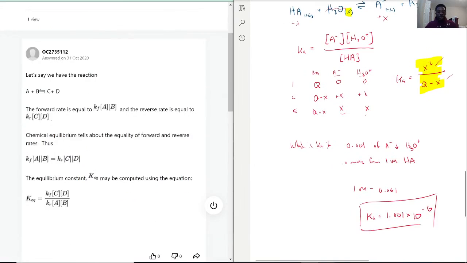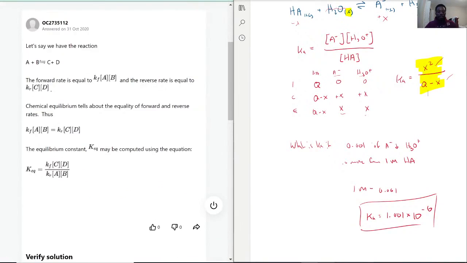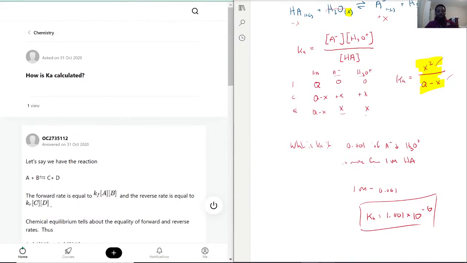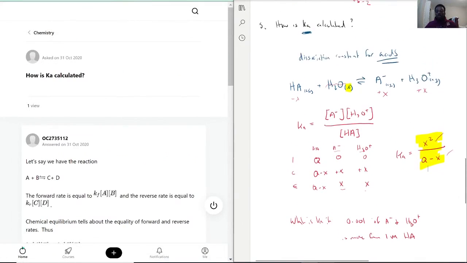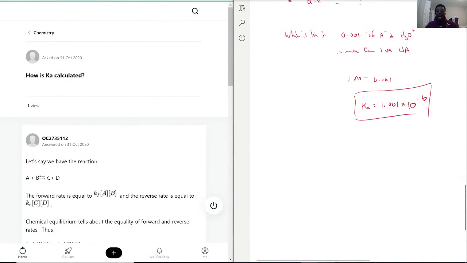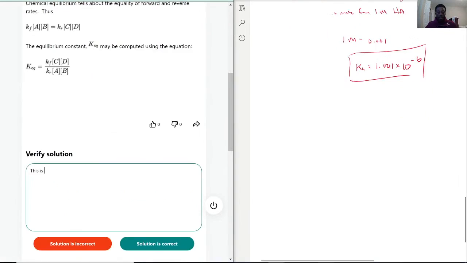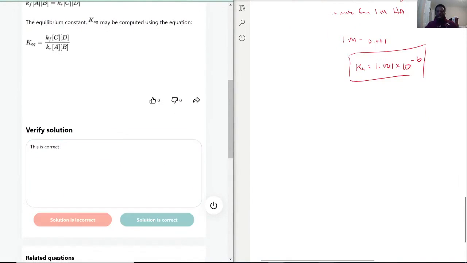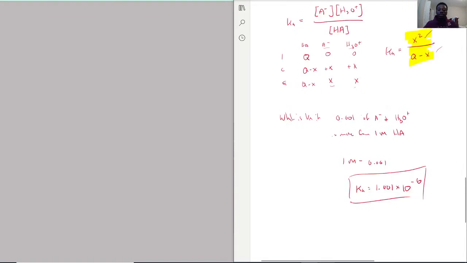So as they said, it is products over reactants. They have CD over AB. They're thinking more like K equilibrium, which is a general term for the dissociation at equilibrium. But for Ka specifically, we're referring to the dissociation of an acid. So this is still correct because at least it has the basics down of products and reactants, but Ka works just slightly differently than just finding the Keq.